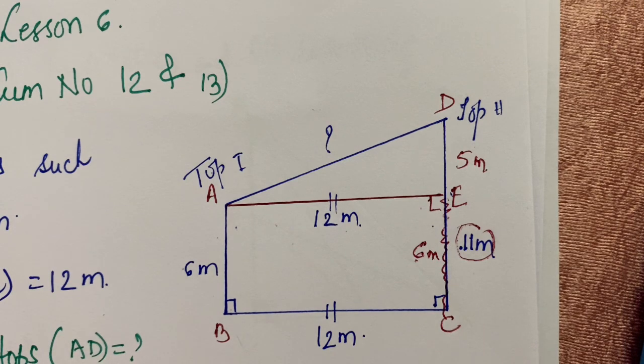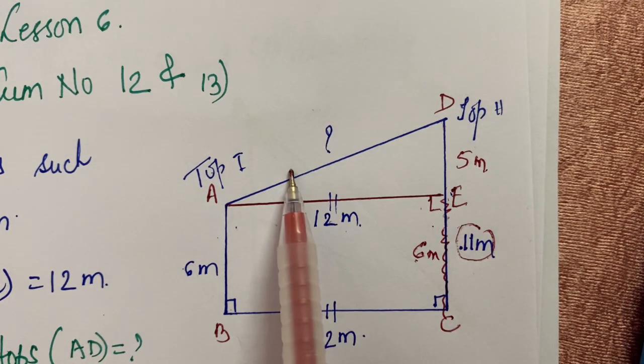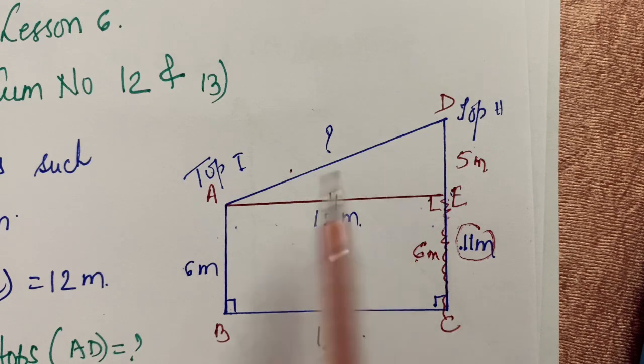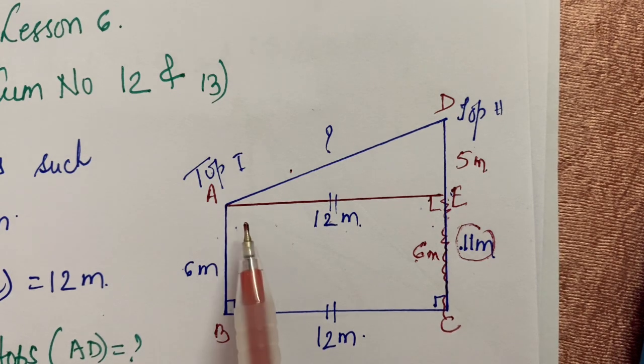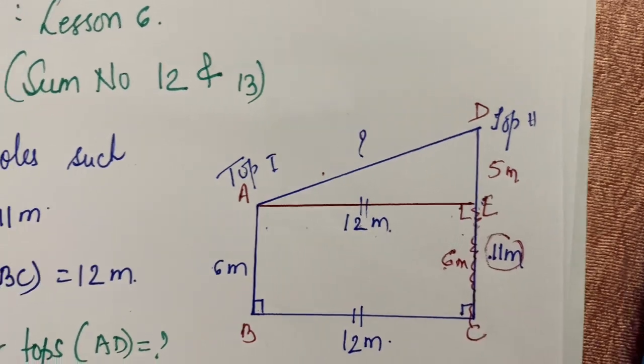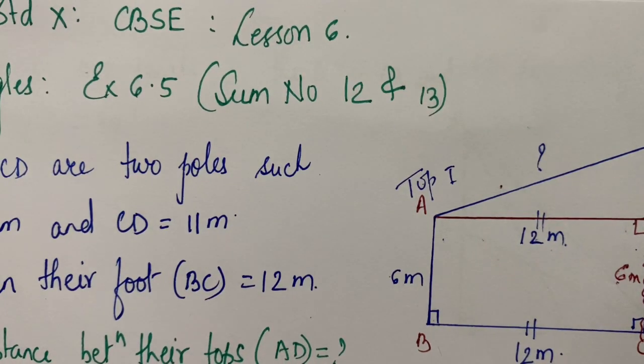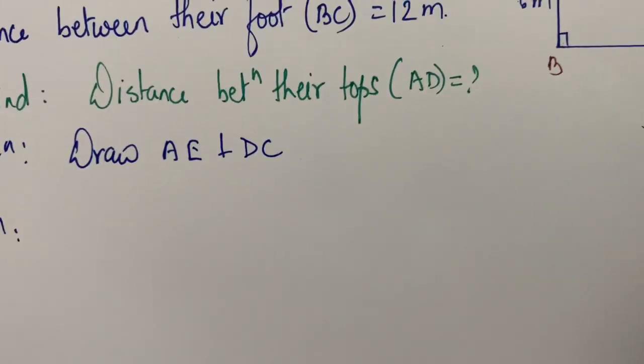Now you can easily apply Pythagoras theorem and find out length AD, which will come out to be 13 meter. Okay, because 13 and 12 if you add, these are consecutive numbers. 13 and 12 if you add, that becomes 25, and square root of 25 is 5. I hope you understood the sum. Let us write it down.